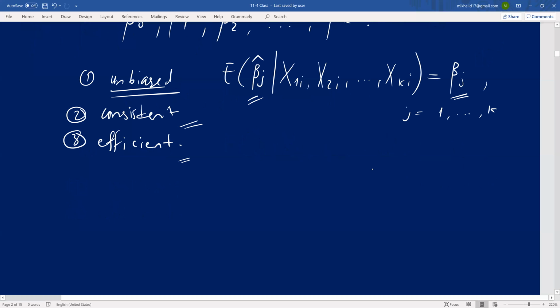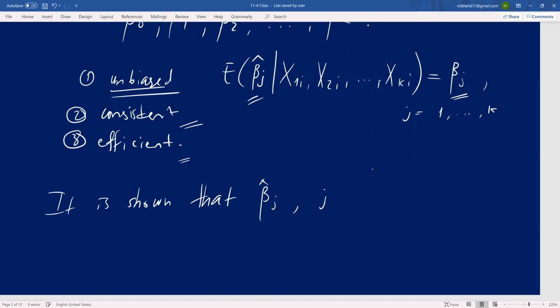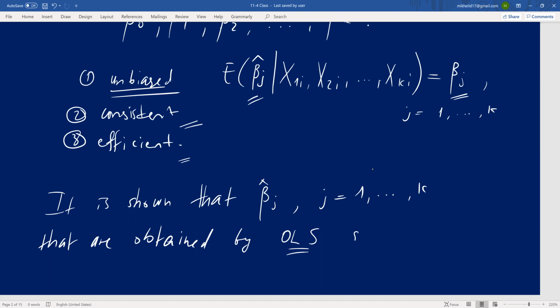Okay, so it is shown that beta hat J, where J changes from 1 to K, obtained by OLS, ordinary least squares, satisfy these requirements. Which means we are good to go.